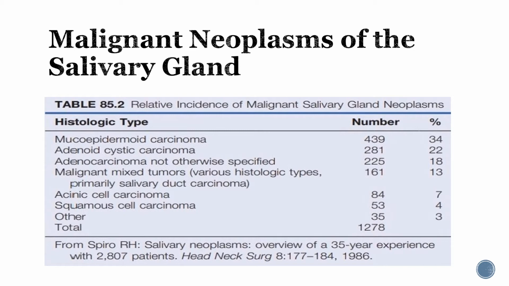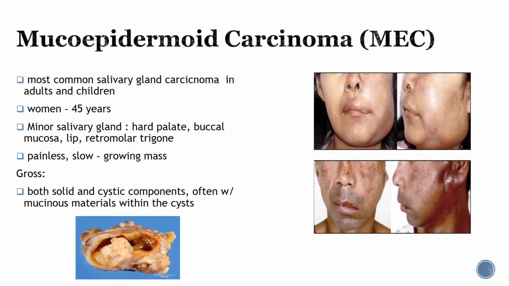Mucoepidermoid carcinoma was the most frequent malignancy of the parotid gland, but adenoid cystic carcinoma was the most frequent of the submandibular and minor salivary glands. Mucoepidermoid carcinoma is the most common malignant tumor of the salivary glands in adults and children. It is slightly more common in women, with a mean age of occurrence at approximately 45 years.